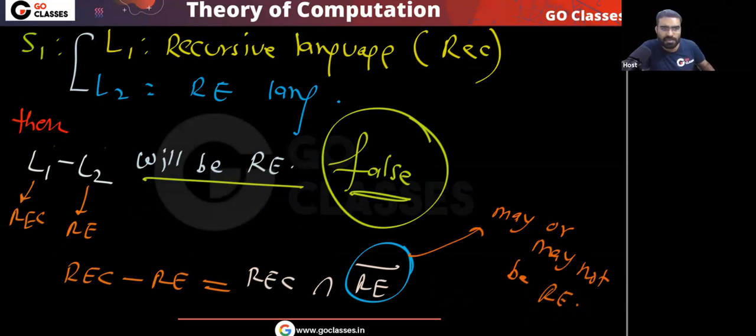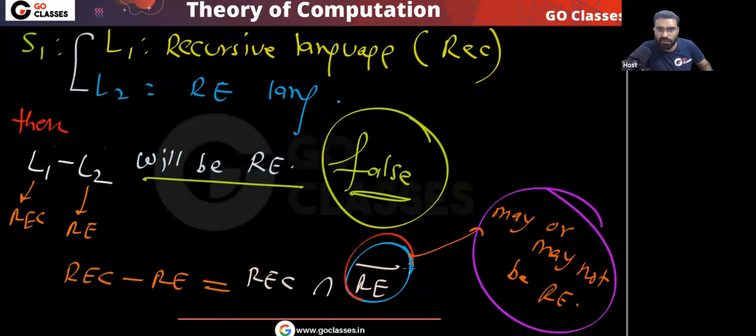So that is the reason I am saying that for this L1 minus L2, there is no guarantee that it will be RE. Is this clear? Let me know, because RE complement may or may not be RE. This itself can be not RE. Please tell me, is this understood?